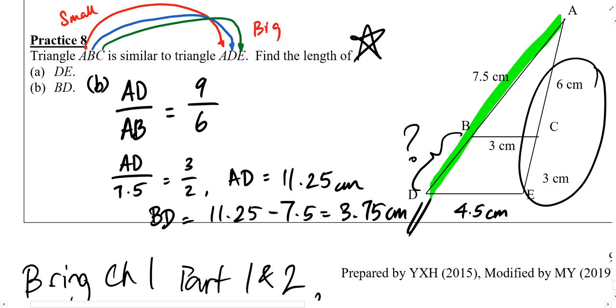Put a star for this question. We like to combine triangles like this to make you find the side that is not a length of the triangle, but is a part of a triangle.